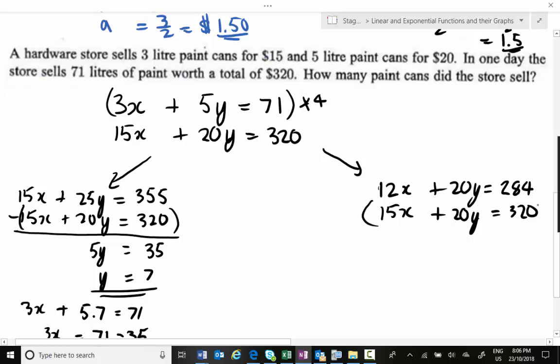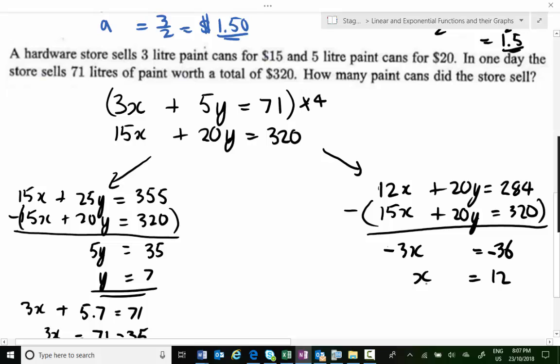Alright, so now if I take that away, I'm going to get 12x take 15x is going to be minus 3x. 20y take 20y is going to be 0. 284 take 320, now that's 16 to get to 300, that's going to be minus 36, in other words, x is equal to 12. And then we can work out our y by substituting it back into the equation, and we're going to get y is equal to 7.